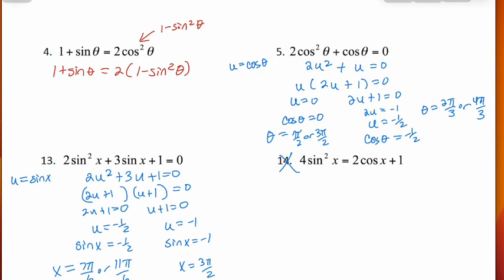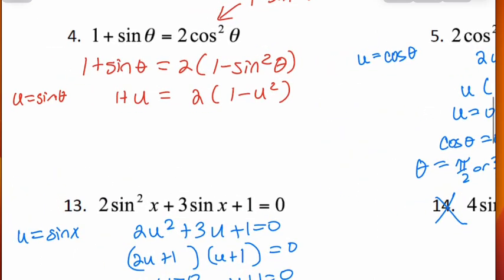Now is where doing a u substitution is a good idea. Let's let u equal the sine of theta. So we get 1 plus u equals 2 times 1 minus u squared. Okay. Going back to our rules of algebra, going back to algebra 1, algebra 2, if I ask you to solve that equation, there's some issues.